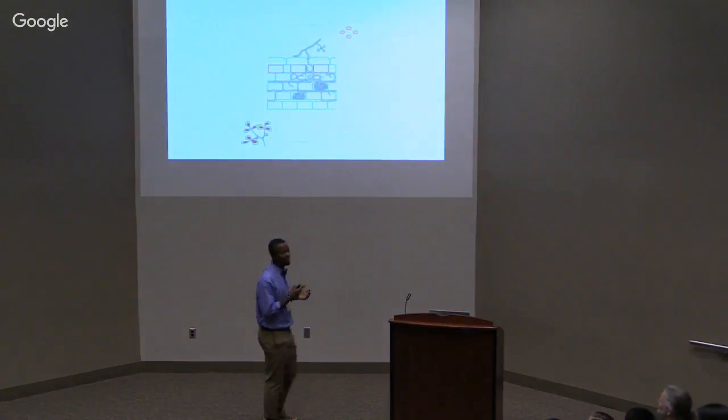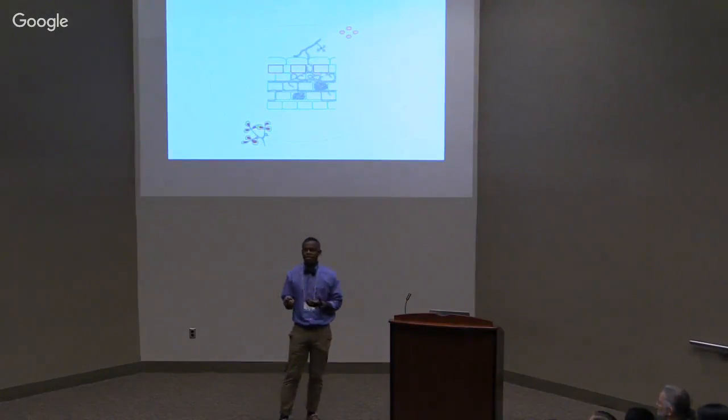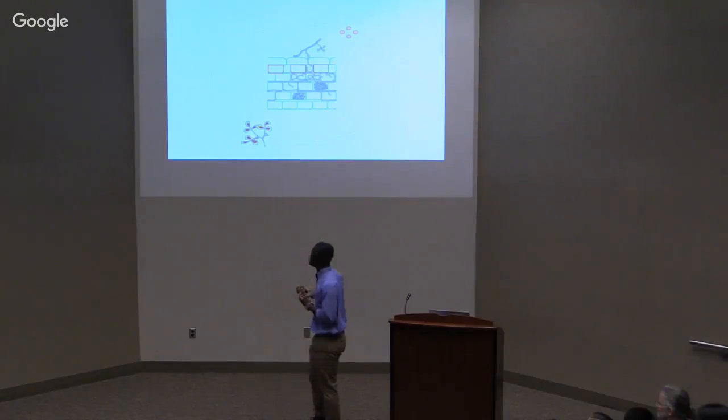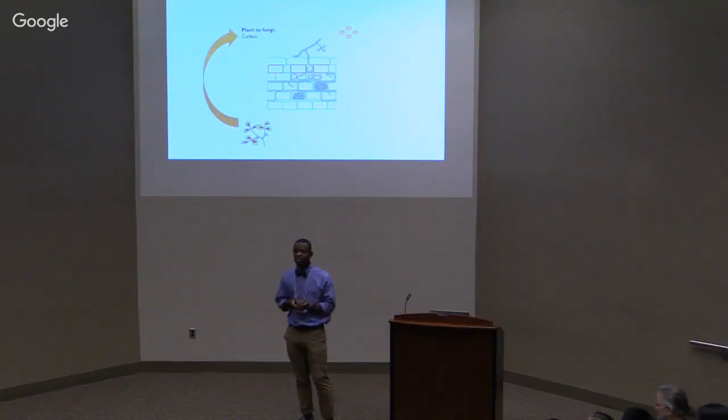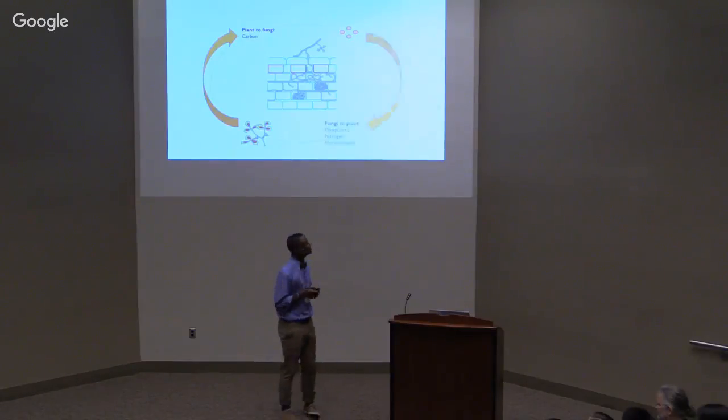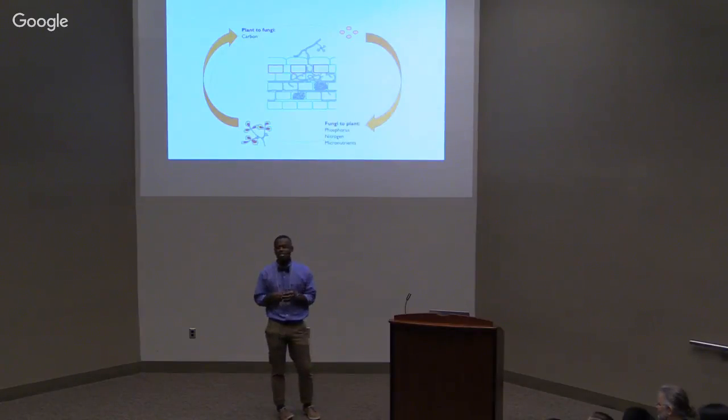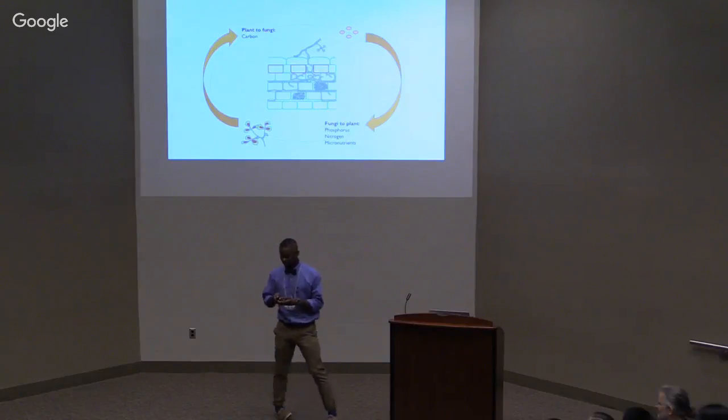So after the fungus penetrates the roots, it goes down into the cortical cells, and it penetrates the cortical cell and develops this branch-like structure known as an arbuscule. And it is here that you see this nutrient exchange between the plants and the fungus, where the plant provides the fungus with carbon in the form of lipids and carbohydrates, and in return, the fungus provides the plant with phosphorus, nitrogen, and other micronutrients.